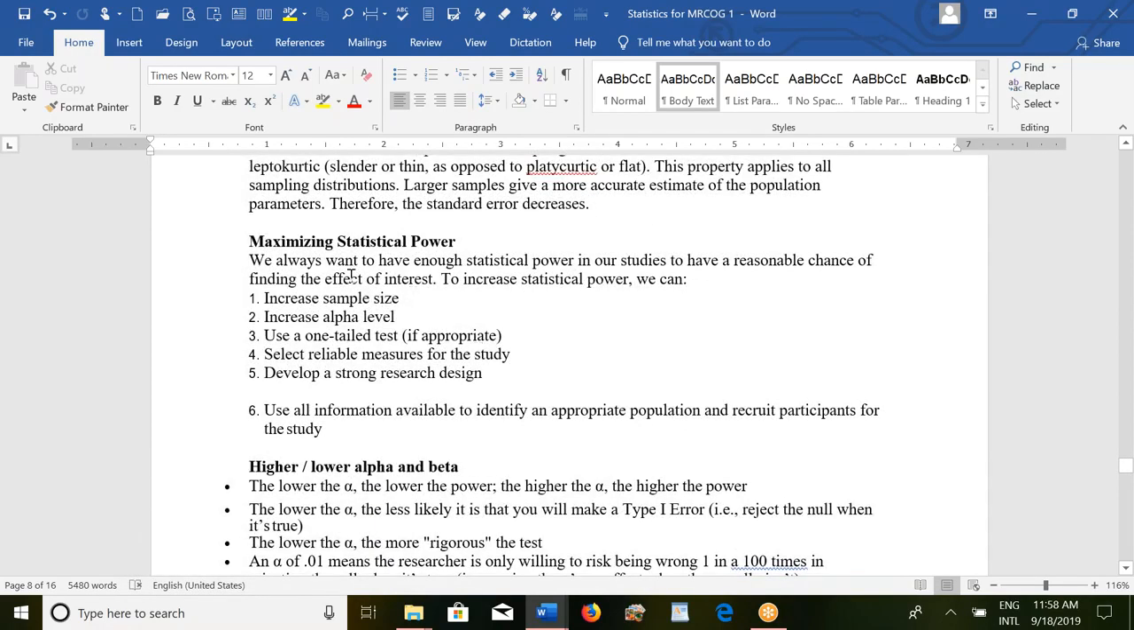So, how can we maximize statistical power? We always want to have enough statistical power in our studies to have a reasonable chance of finding the effect of interest. To increase statistical power, we can increase sample size, we can increase the alpha level, we can use a one-tailed test if appropriate, we can select reliable measures for the study, and we can develop a strong research design. So use all information available to identify an appropriate population and recruit participants for the study.